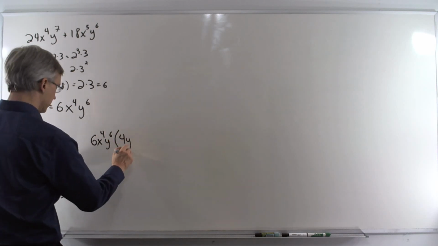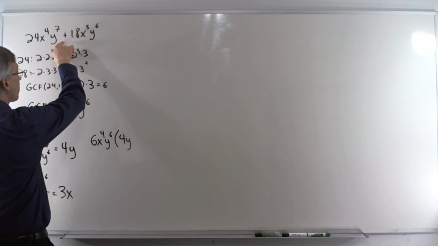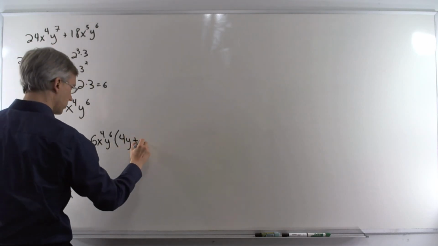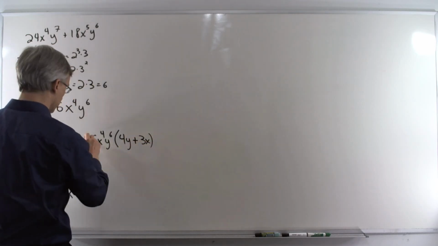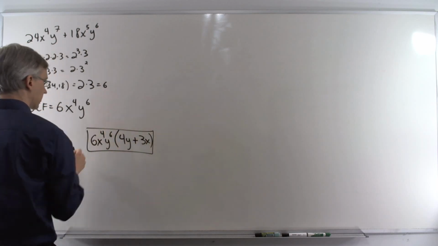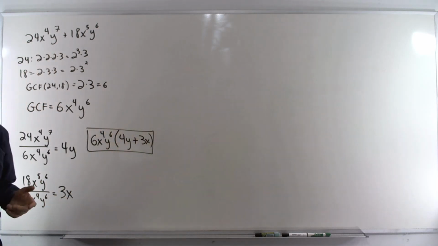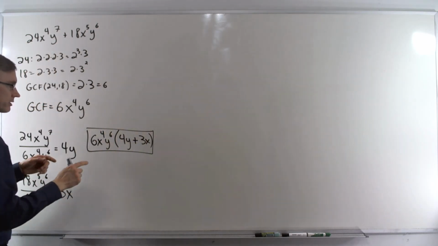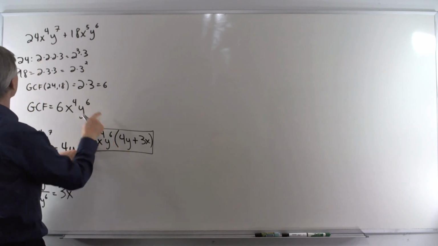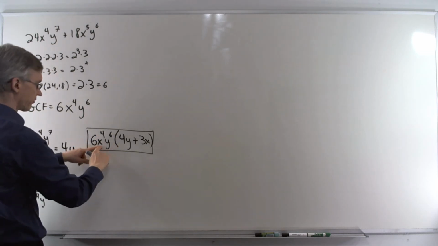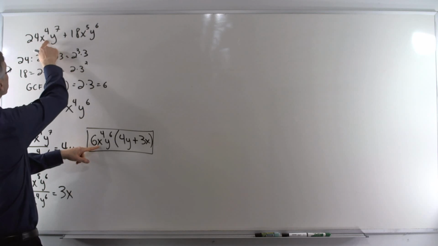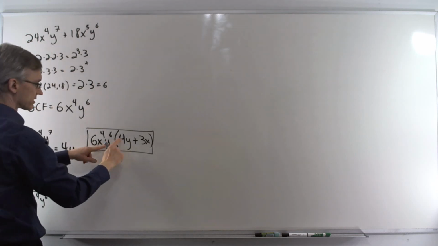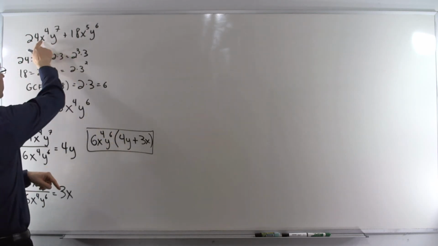4y goes inside, and keeping the same operation, addition, 3x. Now I'm going to do a quick check to make sure we've done it right. Distributing, 6 times 4 is 24. X to the 4th, nothing multiplied by here, so that stays x to the 4th. Y to the 6th times y is y to the 7th, so that one works.